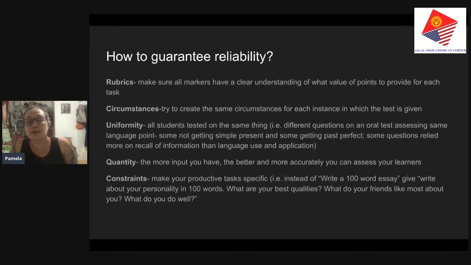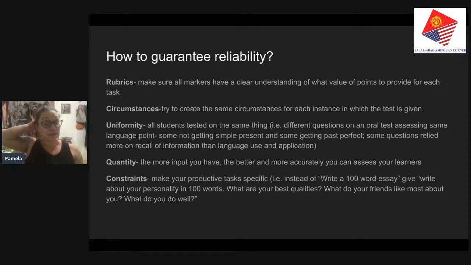You can take that to a higher level, you can take it to the simple past. What did you do last summer? Who did you go with? What did you do? What did you like about it? What didn't you like about it? So yeah, making it more constrictive and more specific is going to make the students produce more. It's one of those funny contradictions. The less freedom you give them, the more they will produce for you.